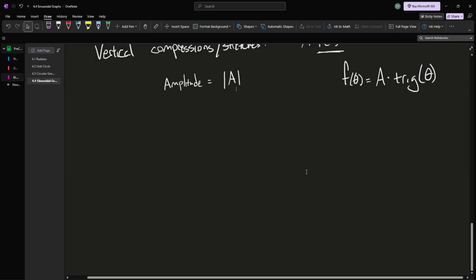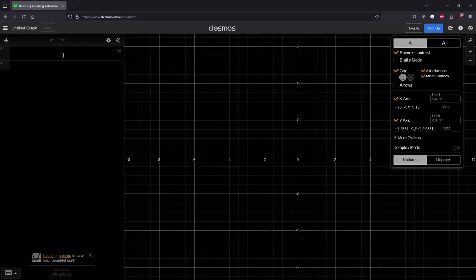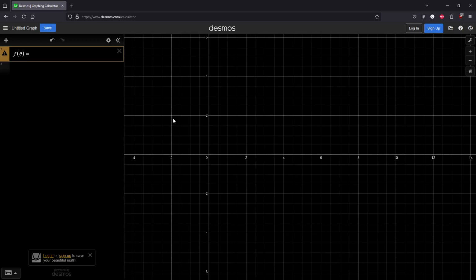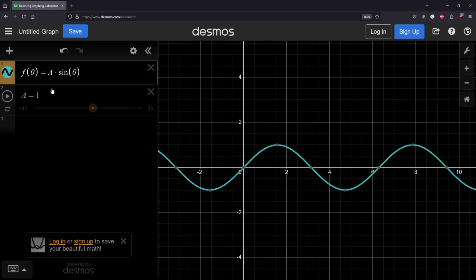Let's see this in action. I might even pull up some Desmos graphs to show us. Actually, look at Desmos first. So I have Desmos right here. Let's make f of theta equals a times sine of theta, and we want to add a little slider for a. And here's my graph. We'll label some key points.